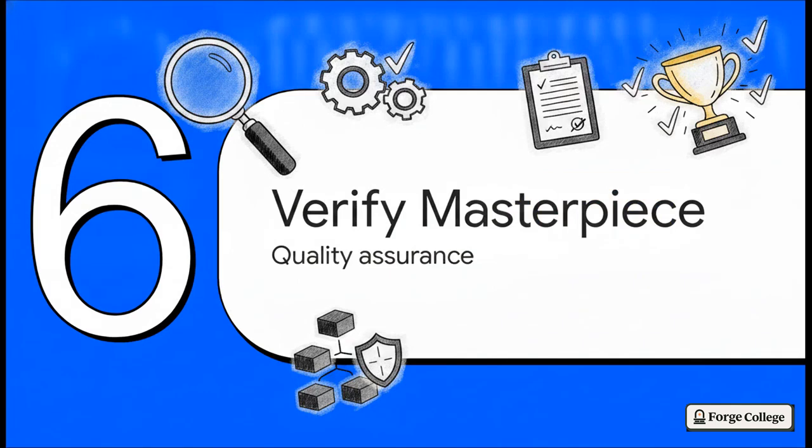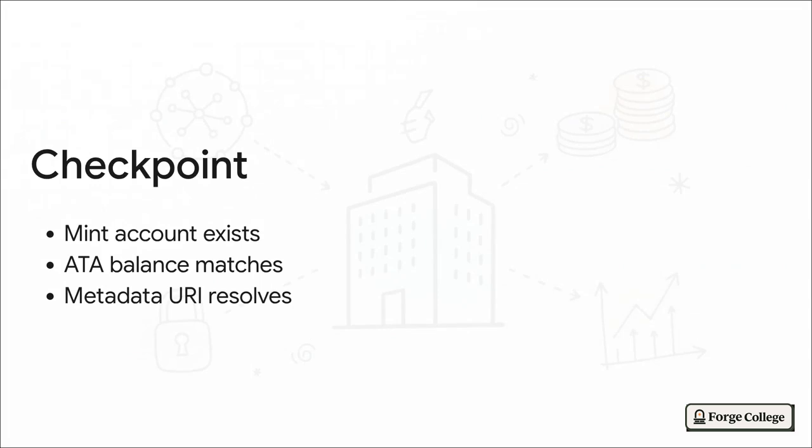And finally, we reach section 6, verifying your masterpiece, quality assurance time. Our mechanical contraption is built, but we have to do our pre-flight checks before we can call it a true success. Using the Solana CLI or the Metaplex SDK, you just need to inspect the ledger and verify 3 core things. First, confirm that the mint account actually exists and has exactly 6 decimals. Second, check that the ATA exists with a balance matching our minted amount of 1 million. And third, ensure the metadata account exists and the URI successfully resolves straight to your JSON file.